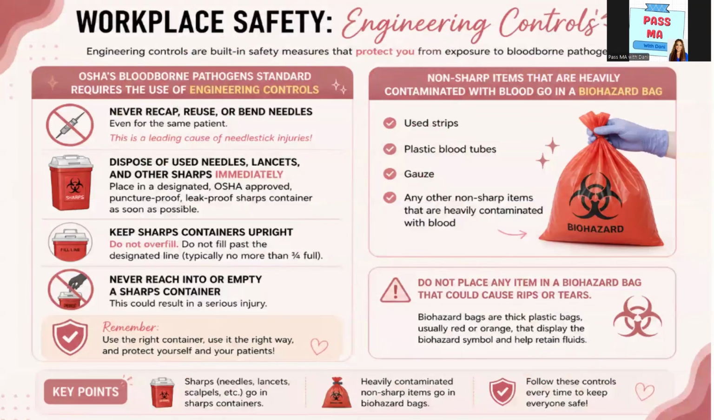Now we're going to go ahead and get into something called engineering controls. And don't let the name fool you. This is actually pretty simple. They're physical safety tools and systems that are put into place to protect you from exposure. So instead of relying on you to be careful, these controls are designed to reduce the risk automatically. Now, OSHA actually requires these, especially when it comes to handling sharps. So let's go ahead and talk about the big rules that you guys are going to need to know.